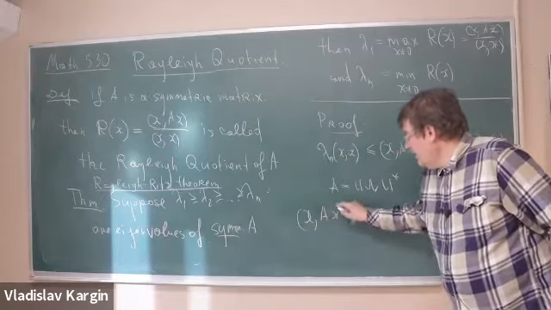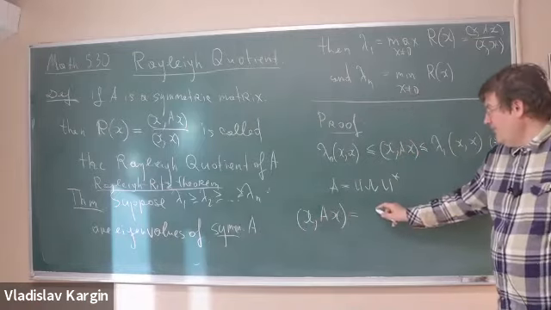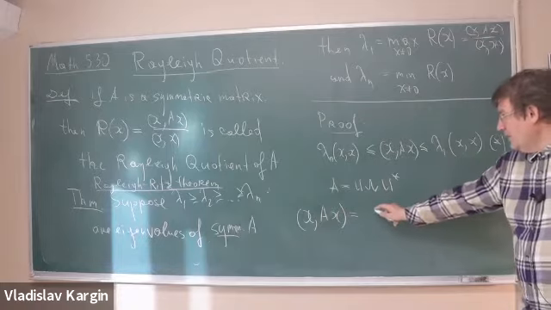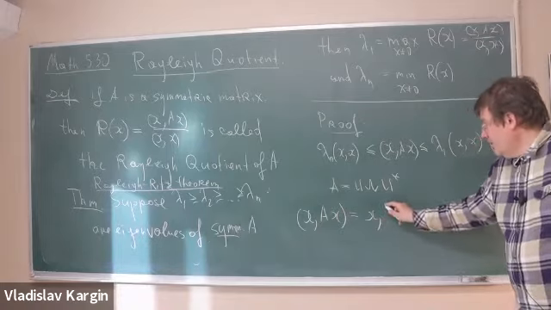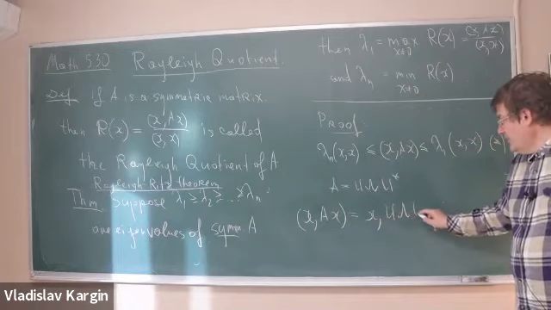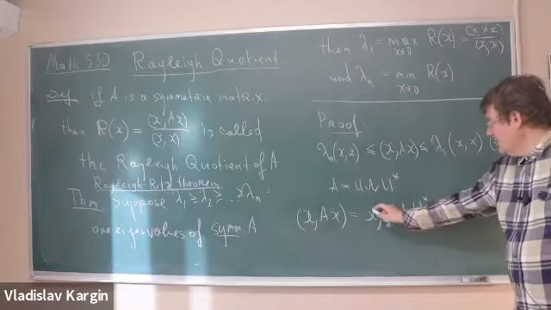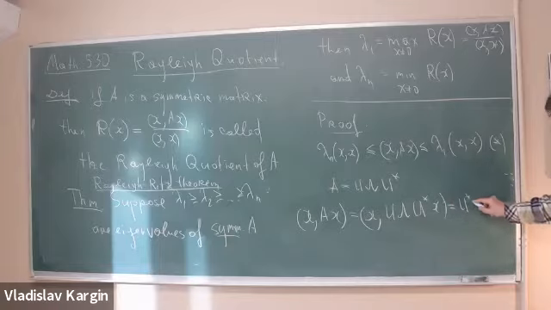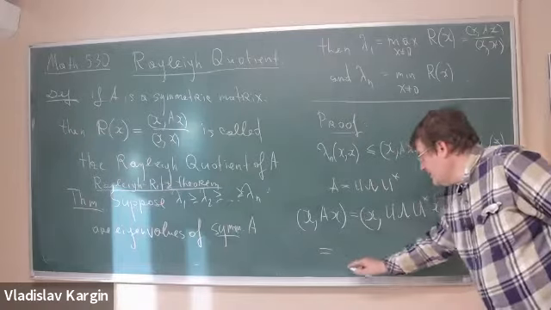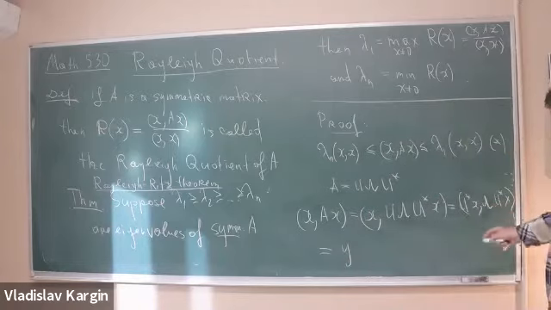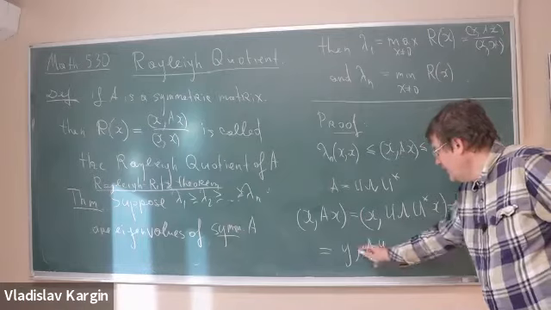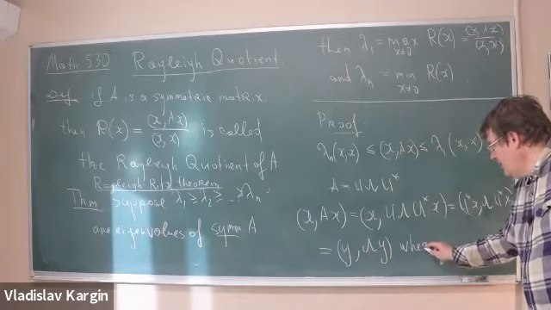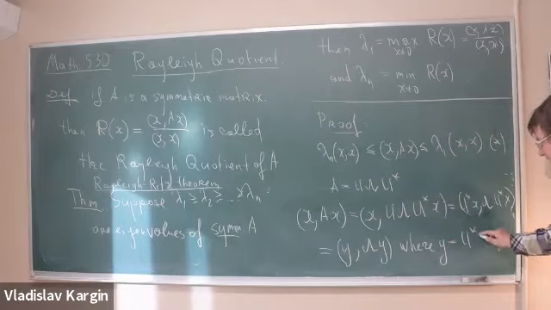AX is equal to, okay, so X, U lambda U star X. Then take one of the U's to the other side, it will be U star X, lambda, U star X, right, which is the same as, say, call this U star X as Y. So this is Y star lambda Y, right? Where Y is equal to this U star X.